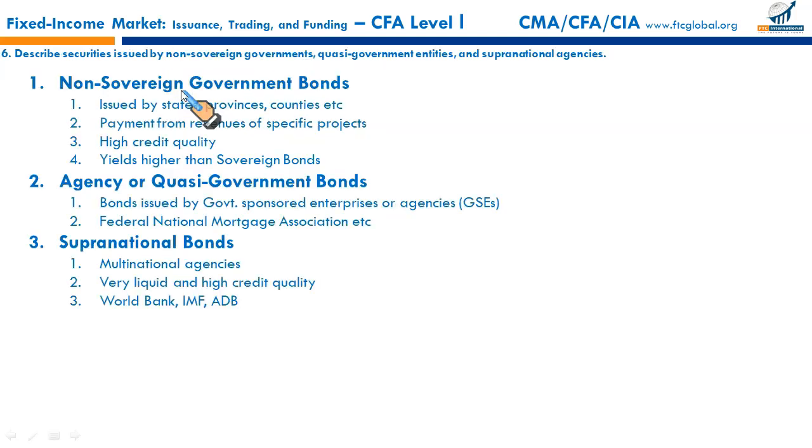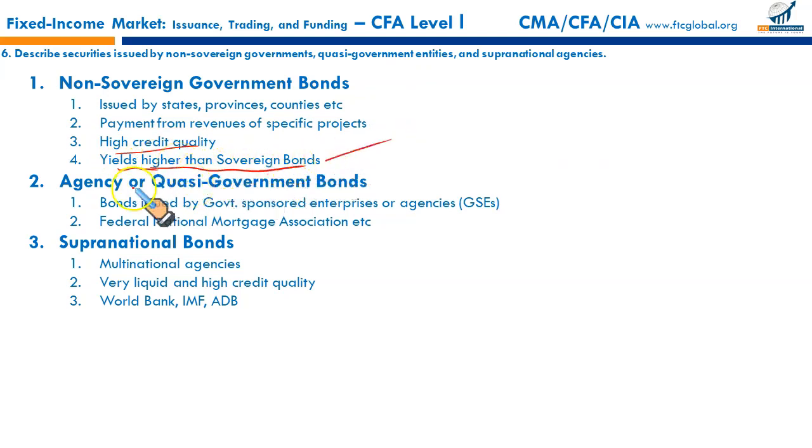Then non-sovereign government bonds tend to have yields higher than sovereign bonds. Why? Because of course sovereign bonds are backed by taxing authority, issued by the central treasuries, central banks. But comparatively, since they are lower in rank than the central government, the risk is relatively higher. Even though they have high credit quality, since the risk is higher, it must be compensated through higher yields. So the yield is higher than the sovereign bond.